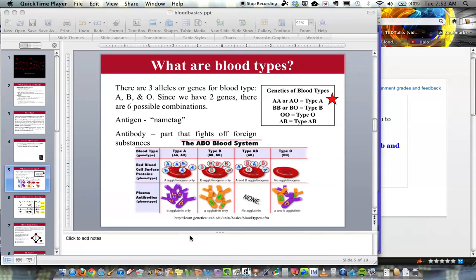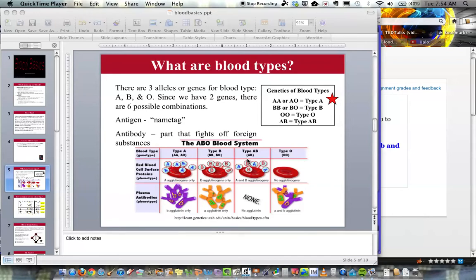Alright, let's go through and finish these notes here from yesterday. I want to pick up on this part we left off about the difference between an antigen and an antibody. Antigen, again, we said it's sort of like a name tag on the red blood cells. Antibodies are parts that float around in the plasma that help to fight off foreign substances, and namely they help to fight off foreign blood cells.